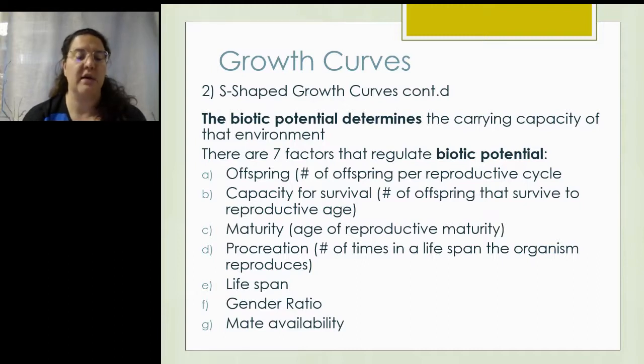Maturity, the age that an organism can reproduce at. So some, like fruit flies, will have a very low reproductive age, where others, like elephants and whales, reach a reproductive age 10 to 20 years after they are born.